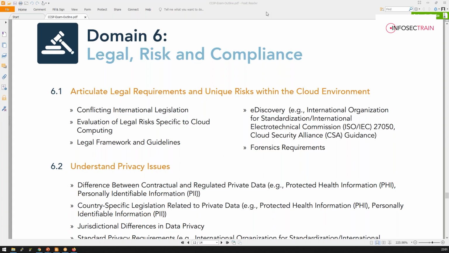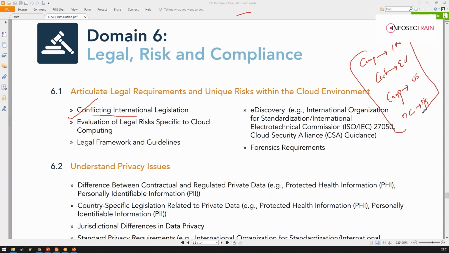To give you a very simple example of legal conflicts, let's say I have a company which is operating in India. My company is registered in India. My customers are from Europe. My employees are working from the US. My data center is in Singapore. Which law do they have to follow, team? Which country's law do they have to follow?